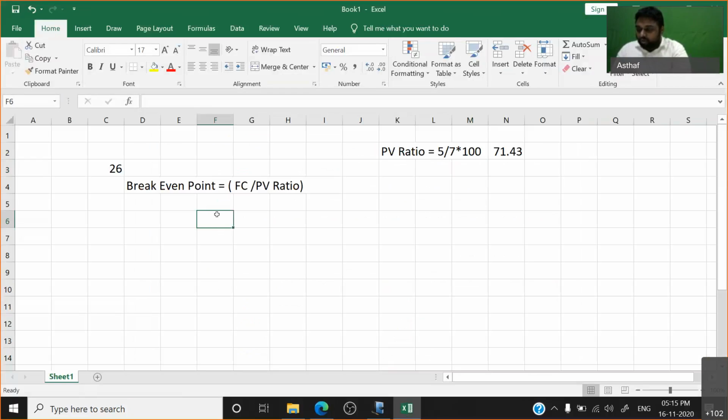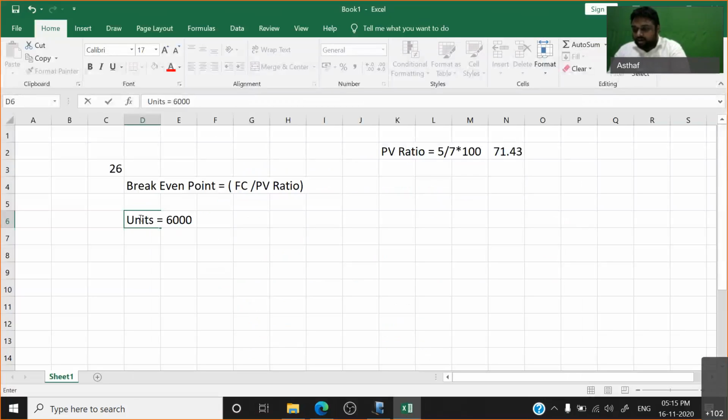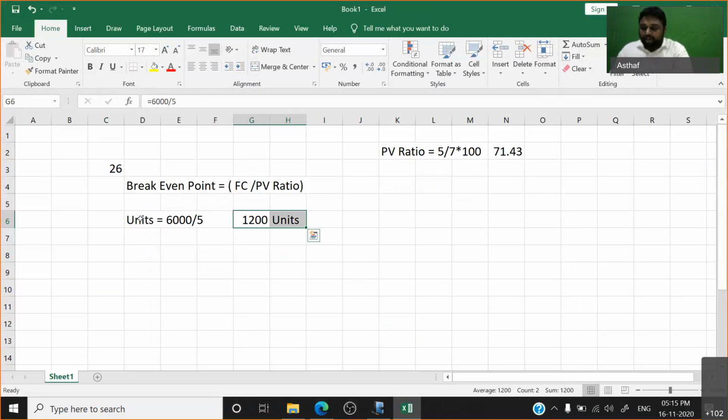If it is in units, we can do it very simply. The fixed cost is 6,000 divided by 5. We can do both, so we will do both. For your online pattern of questions, as I told you, next class we will share the online compilation separately. Here we get 1,200 units. We can get this in value also, which will be what?